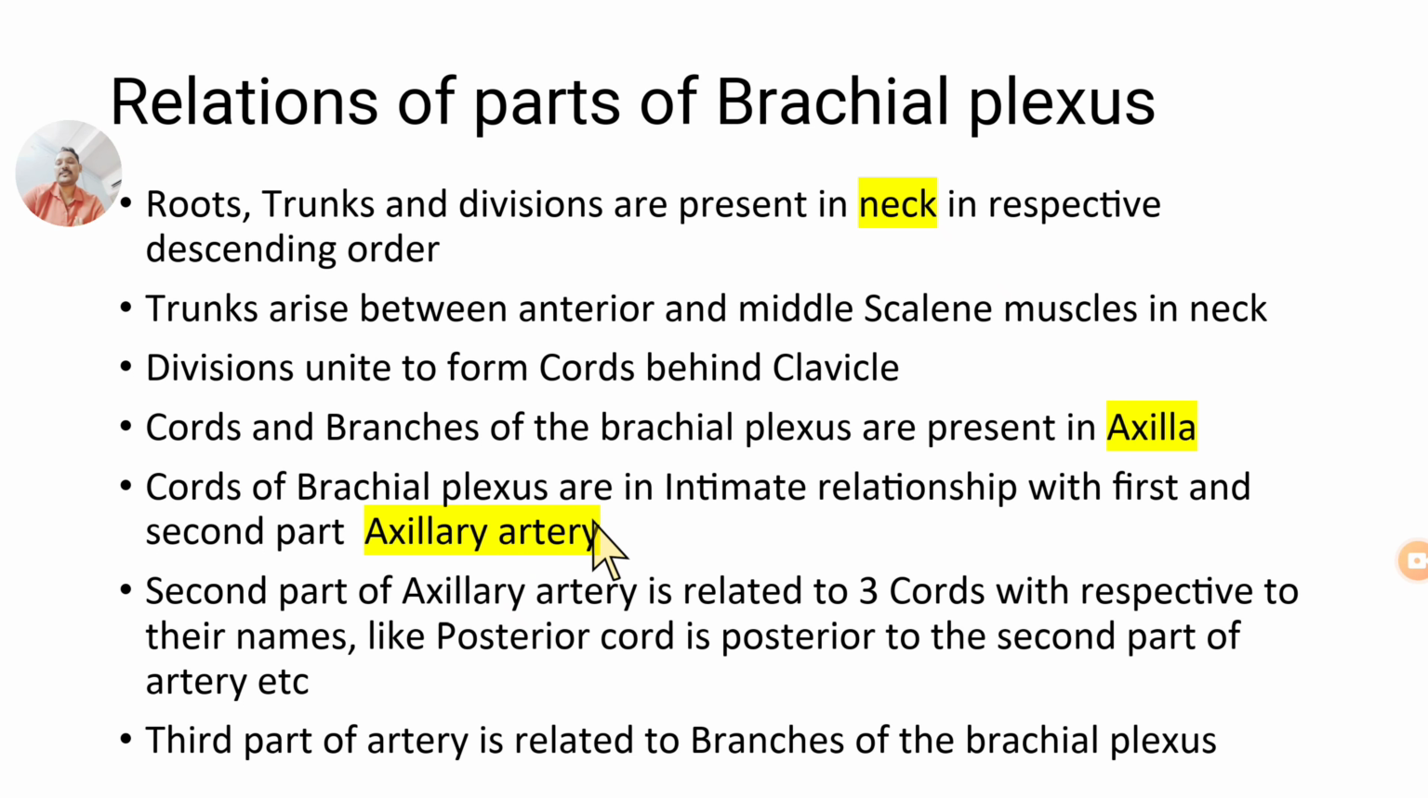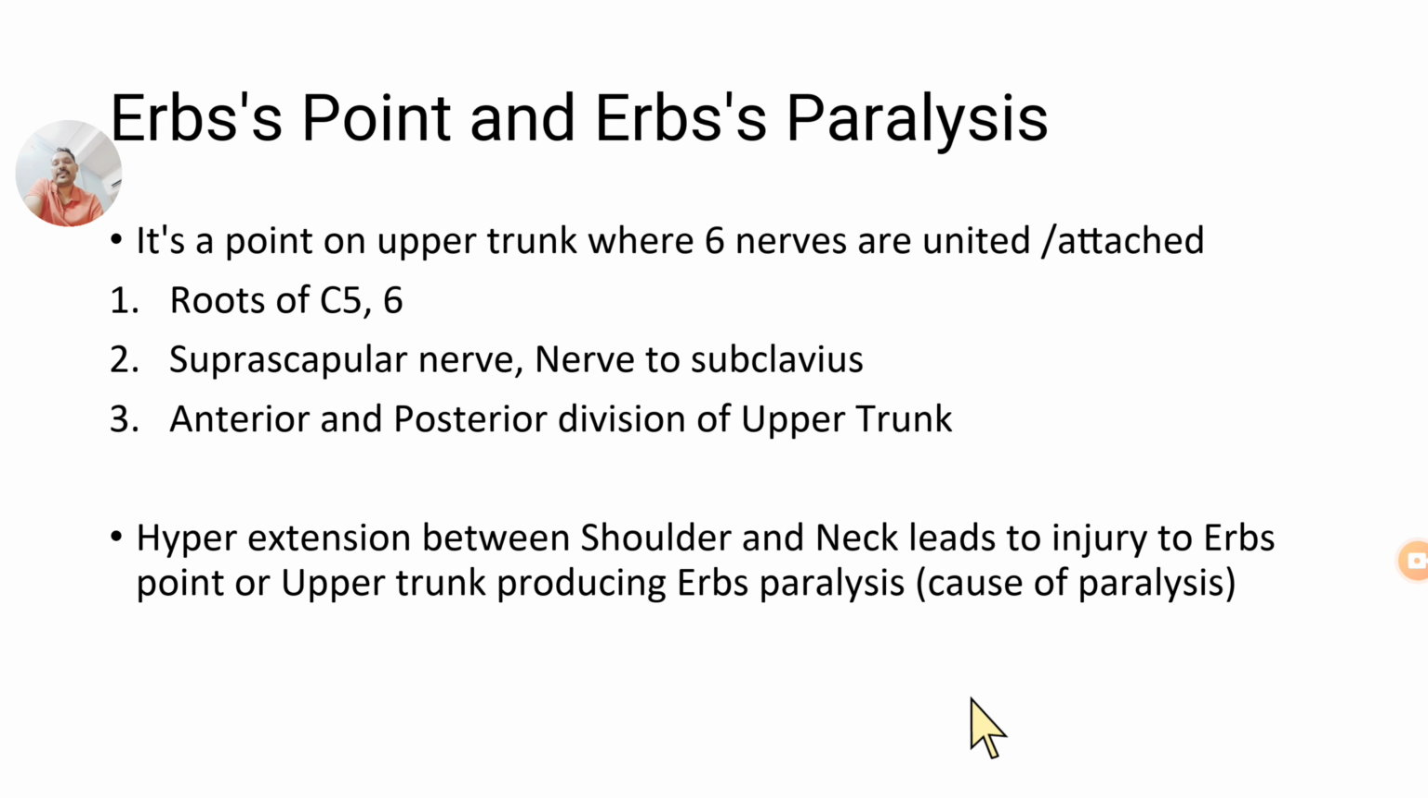The cords of the brachial plexus are intimately related to the axillary artery. You have to mention the second part of the axillary artery, because this gives the name to the cords, whether lateral, posterior, or medial, and they are related respective to their names. Like the posterior cord is posterior to the second part of the artery, medial is medial to it, and lateral is lateral to it. The third part of the artery is related to the branches of the cords of the brachial plexus. Medial cord's branches lie medially, lateral cord's branches laterally, the union of lateral and medial anteriorly, and the posterior cord's branches posteriorly. So this is how you should mention the relations of the parts of the brachial plexus.